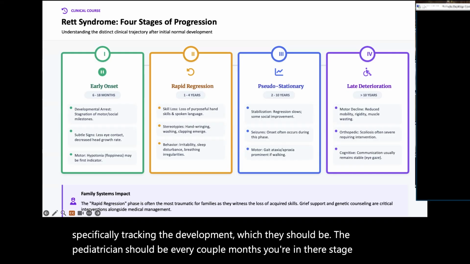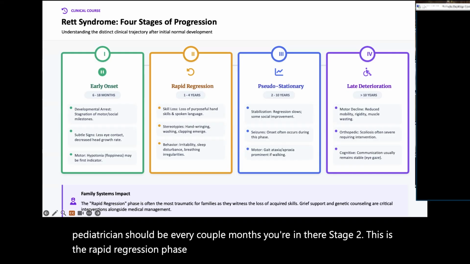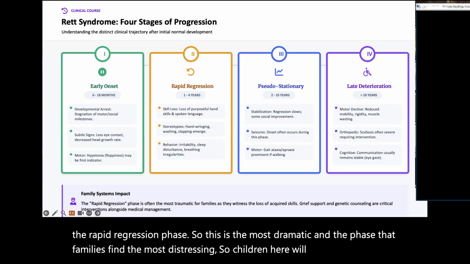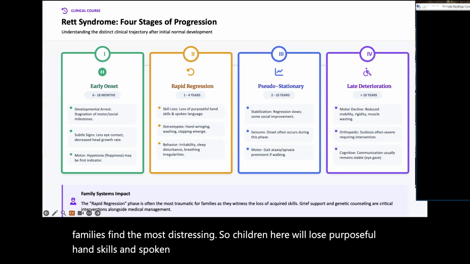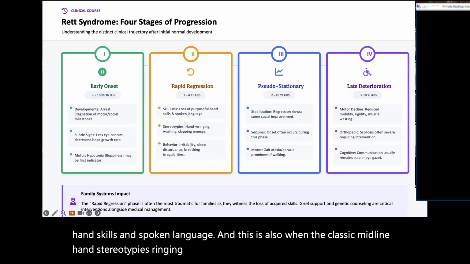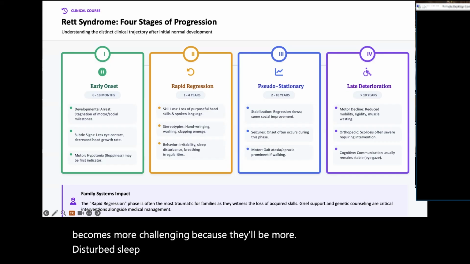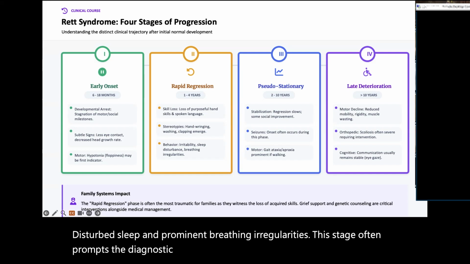Stage two, this is the rapid regression phase. This is the most dramatic and the phase that families find the most distressing. Children here will lose purposeful hand skills and spoken language. And this is also when the classic midline hand stereotypies, ringing, washing occur. And this is when the behavior becomes more challenging because there'll be more irritability, disturbed sleep, and prominent breathing irregularities. This stage often prompts the diagnostic workup because the loss is unmistakable.